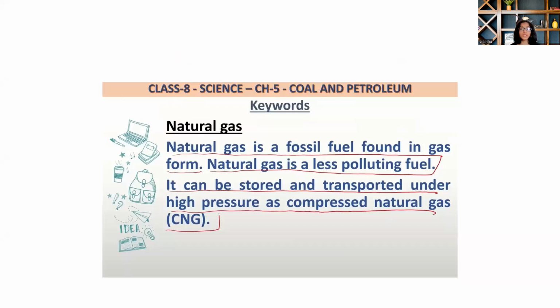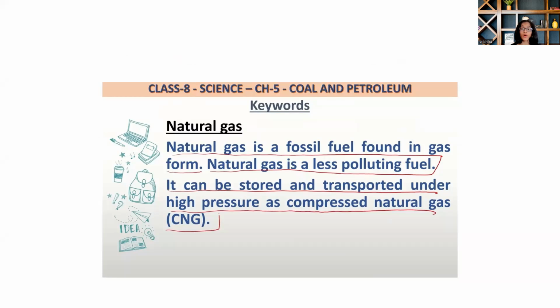Now let us come to the last topic of the day. It is natural gas. Before I come to natural gas, have you all heard the term fossil fuels? Fossil fuels are the fuels which are obtained from the dead remains of plants and animals. Therefore, we can say that coal, petroleum, and natural gas, all three are fossil fuels.